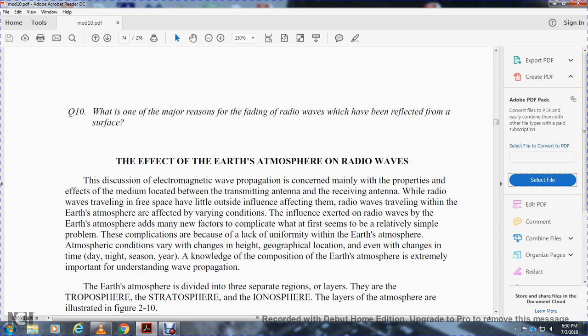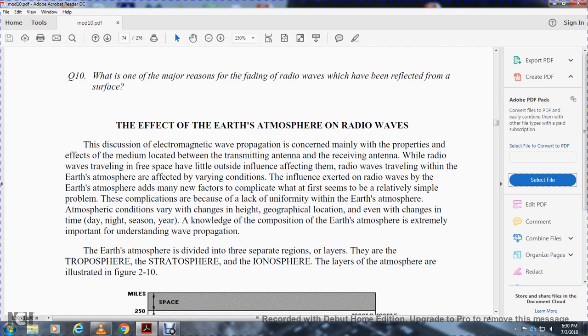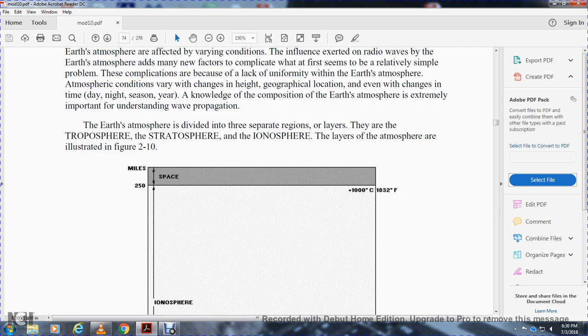Atmospheric conditions vary with height, geographical location, and even the time of day, night, and season of the year. Knowledge of the composition of the Earth's atmosphere is extremely important to understanding radio wave propagation. The Earth's atmosphere is divided into three separate regions or layers. They are the troposphere, the stratosphere, and the ionosphere.